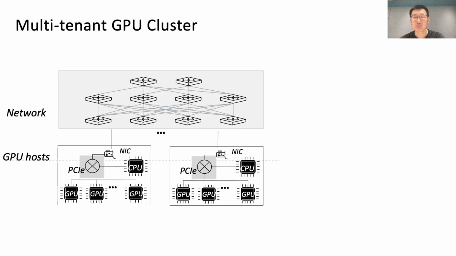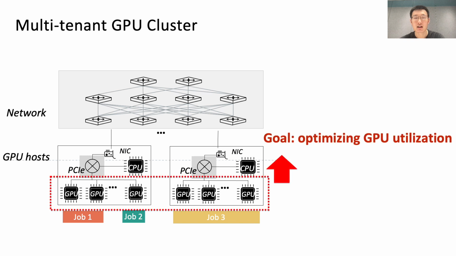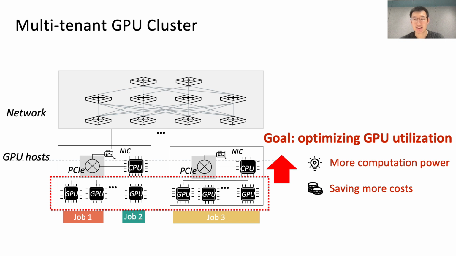In deep learning training, to better utilize GPUs, most GPU cluster providers try to serve multiple deep learning training jobs with one cluster. We call it multi-tenant GPU clusters. The goal of such a design is to optimize GPU utilization, that is, to keep more GPUs working at all times. Based on our production experience, GPU utilization is the most important optimization goal because high GPU utilization means the cluster can do more computation in a given time duration, making more profits.